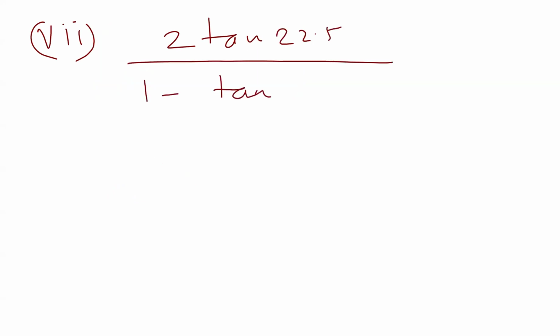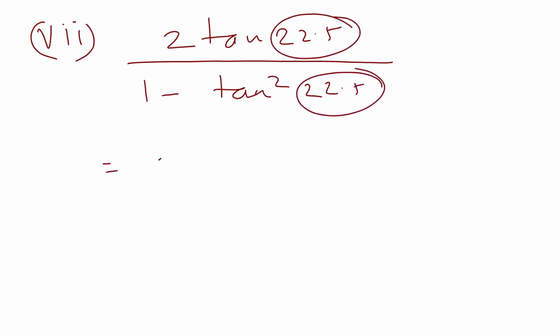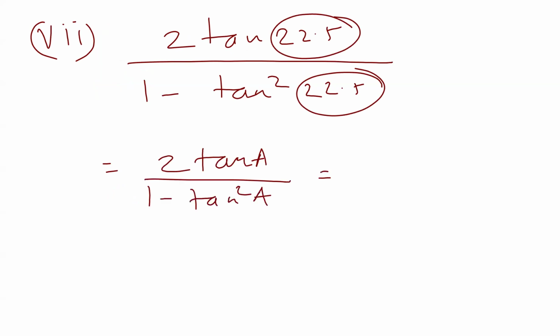So 2 tan 22.5 upon 1 minus tan square 22.5. I'm taking this as A. So this is 2 tan A upon 1 minus tan square A. That is tan 2A, the half angle formula for tan 2A. So tan 2 into A, A is 22.5.